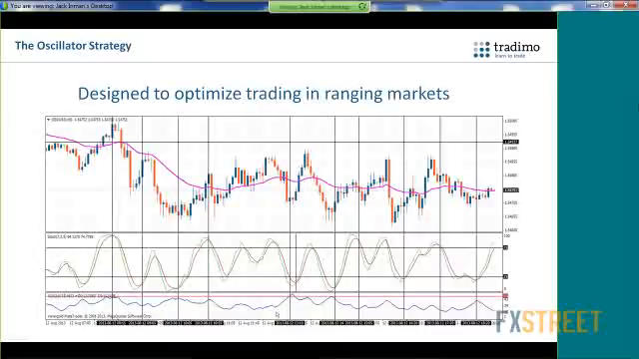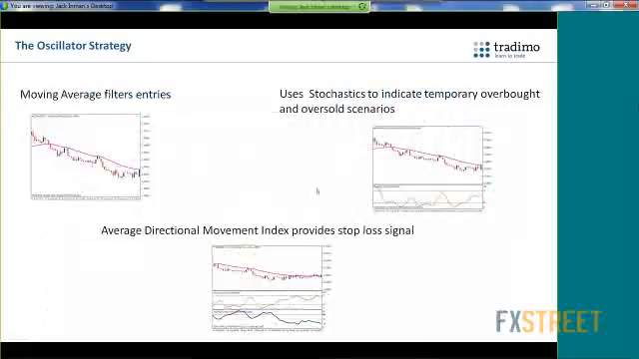The ADX itself, we're just interested in the main ADX line there, the strength line, as Emmanuel has so eloquently put it. Okay, so you can see straight away, we use a moving average to filter entries. We use an exponential moving average. I'll talk to you about the details of that in a second.